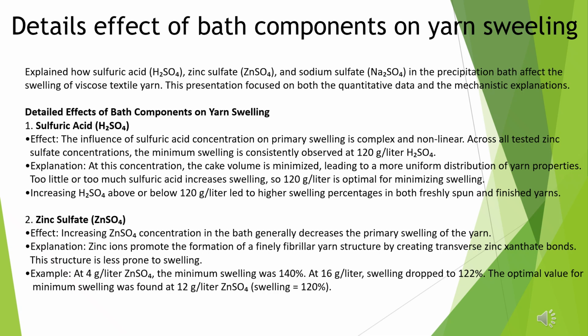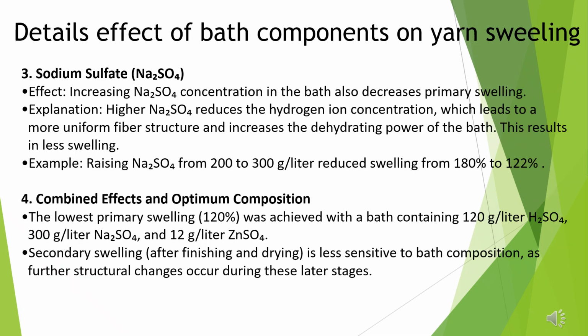Example: at 4 g/liter ZnSO₄, the minimum swelling was 140%. At 16 g/liter, swelling dropped to 122%. The optimal value for minimum swelling was found at 12 g/liter ZnSO₄, swelling equals 120%. 3. Sodium sulfate, Na₂SO₄.